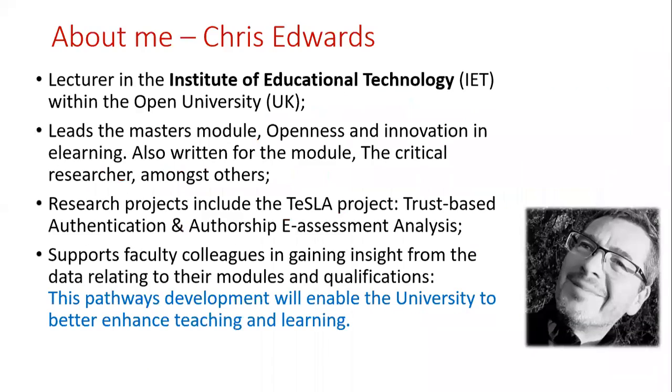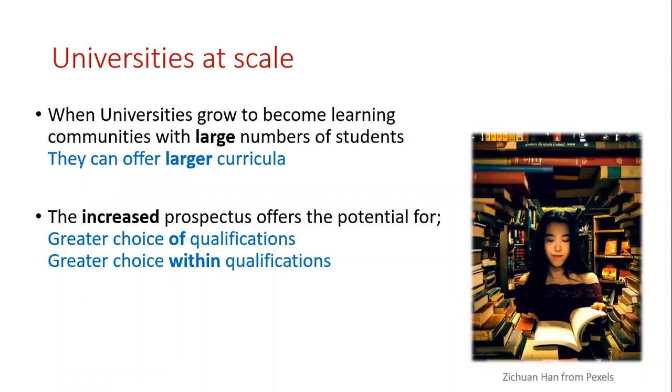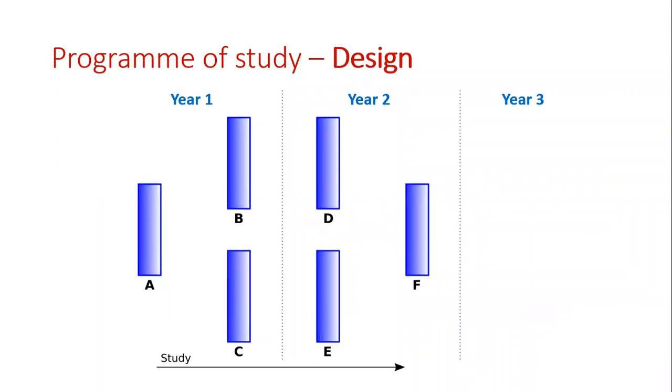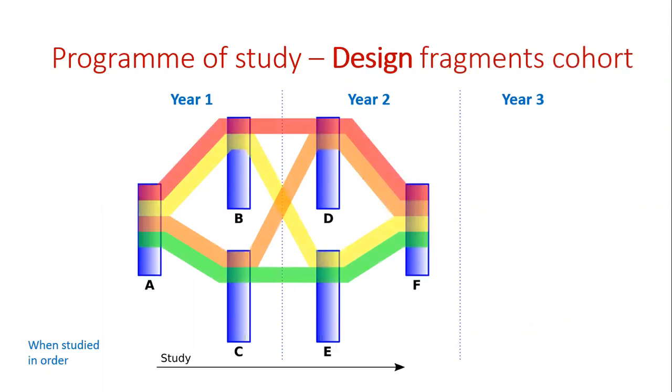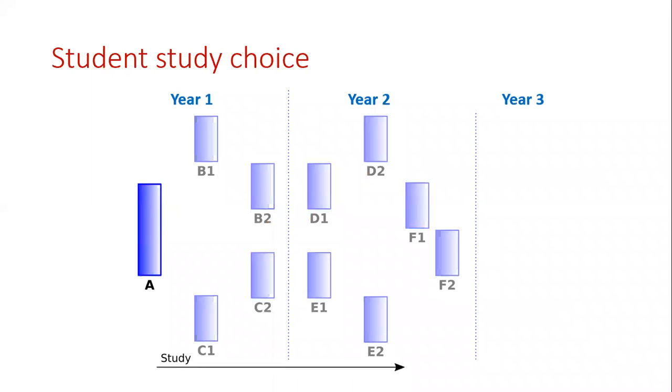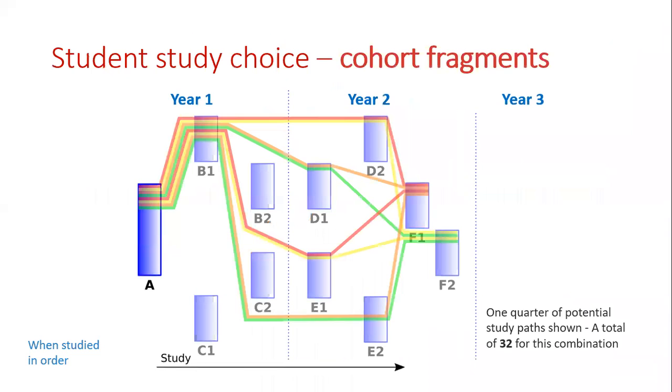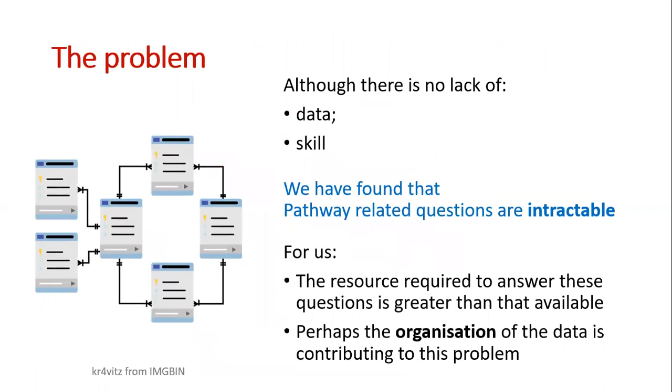This is me. An issue with universities increasing the scale at which they operate is that the additional choice we can offer to students creates fragmentation. This can be created in different ways and can complicate our understanding of the student's study journey. The data structure, we believe, also impacts on that.